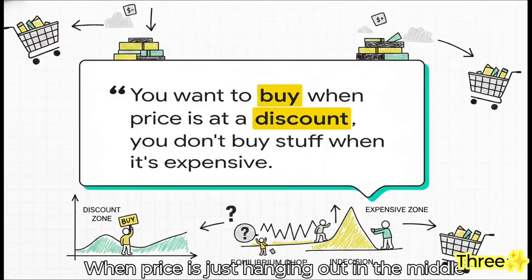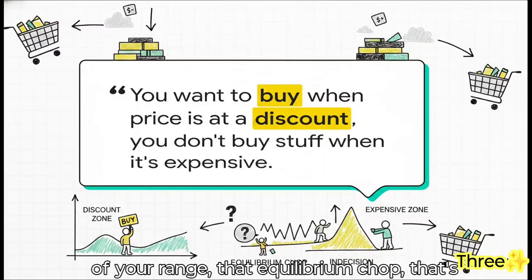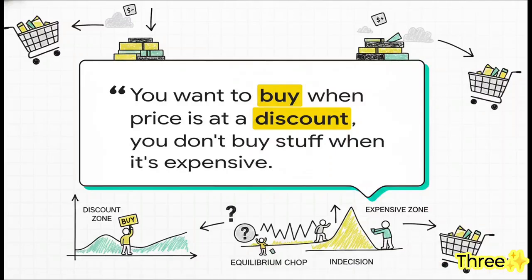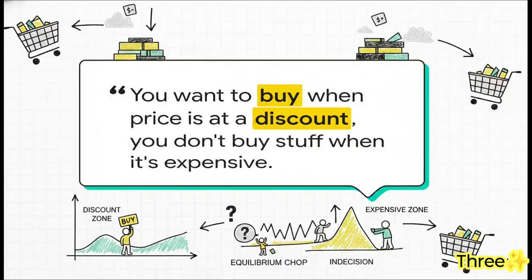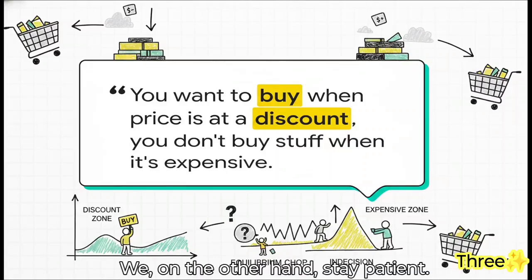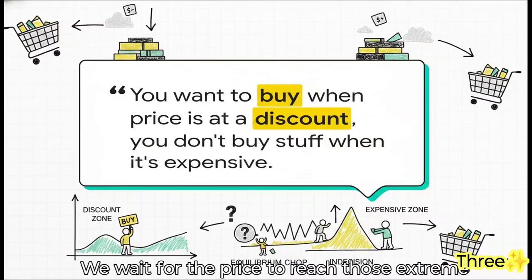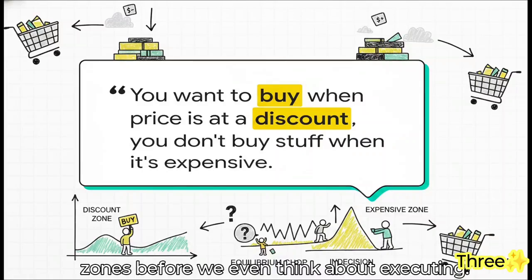When price is just hanging out in the middle of your range, that equilibrium chop, that's pure indecision. That middle zone is exactly where amateur traders end up donating their money to the market. We, on the other hand, stay patient. We wait for the price to reach those extreme zones before we even think about executing.